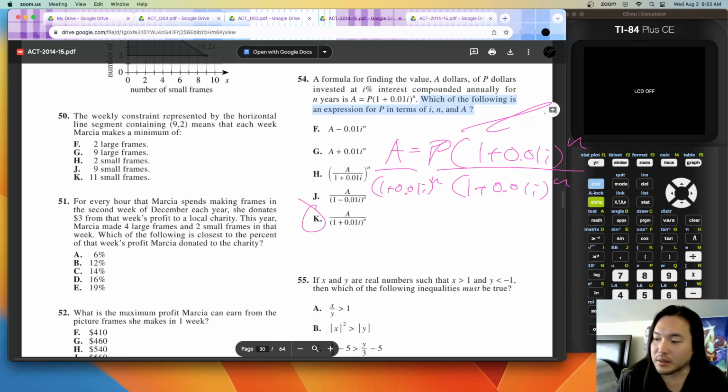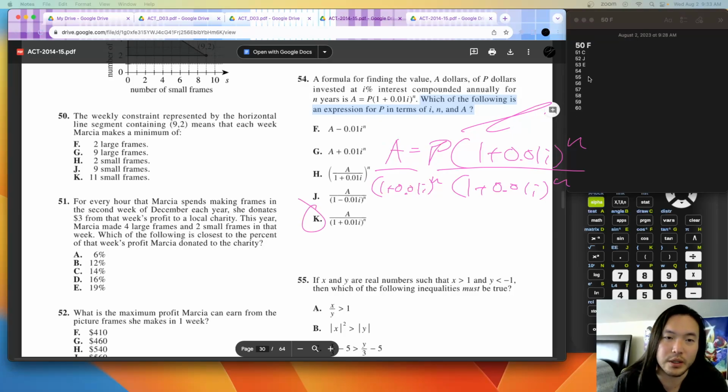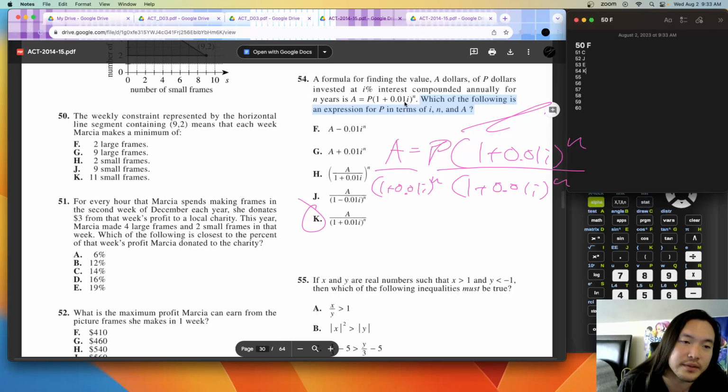Definitely, I would say the hard part is trying to figure out what they want you to do. But once you recognize what they want you to do, it's so straightforward. You solve for P, I just need to divide by this, I'm done. It's a one-step solution.